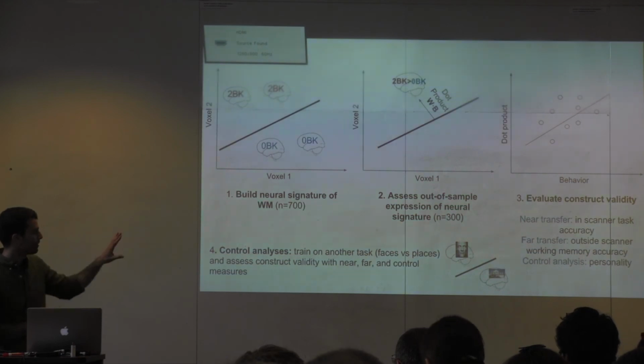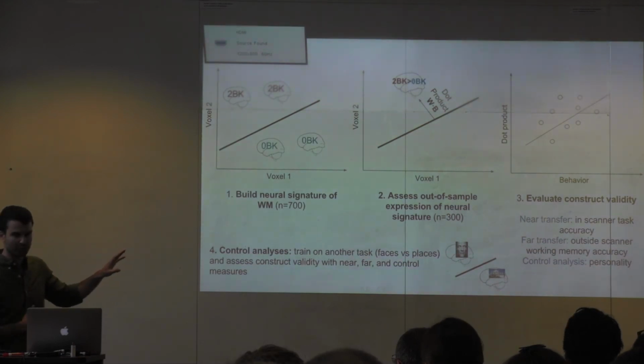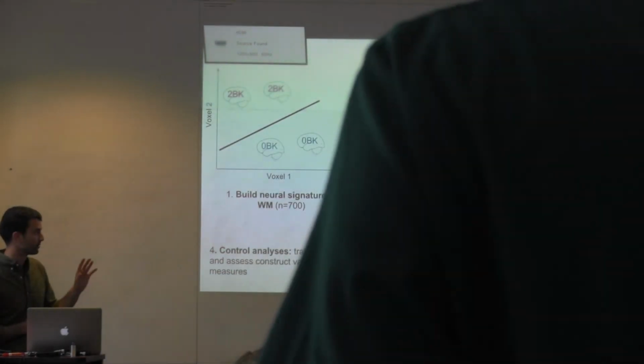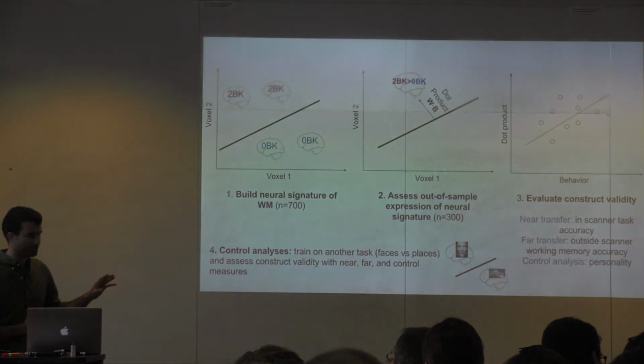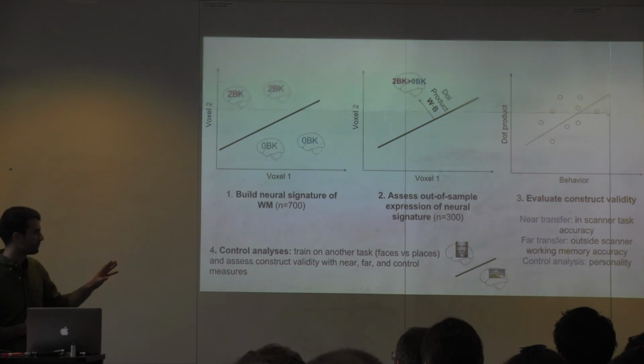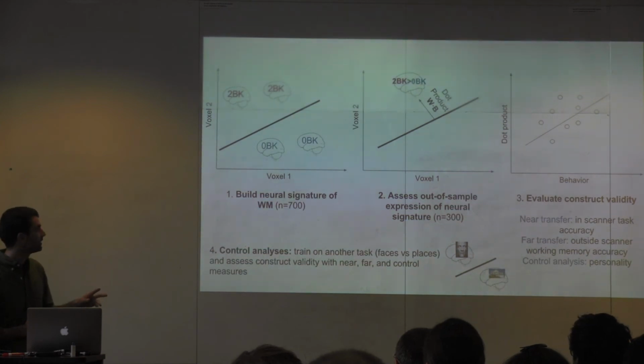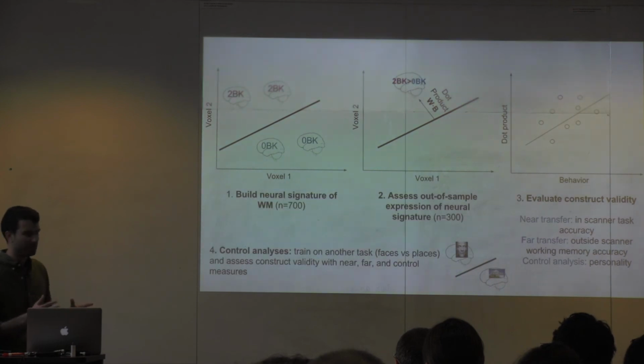The first step is what I'm referring to as building the neural signature of working memory. The idea is that, using a training set of 700 subjects, we trained an SVM to discriminate between 2-back and 0-back beta maps. We did five-fold cross-validation to train an SVM that could predict between 2-back and 0-back. And that trained model is what I refer to as the signature of working memory.